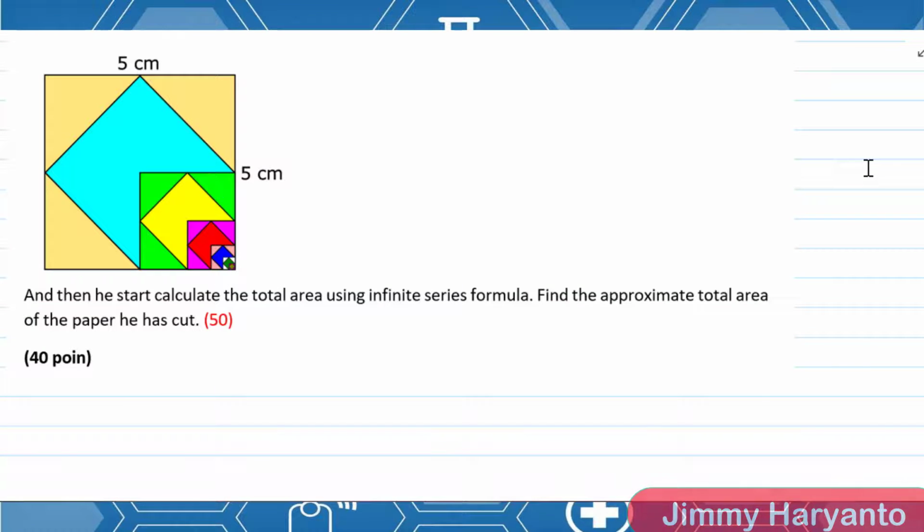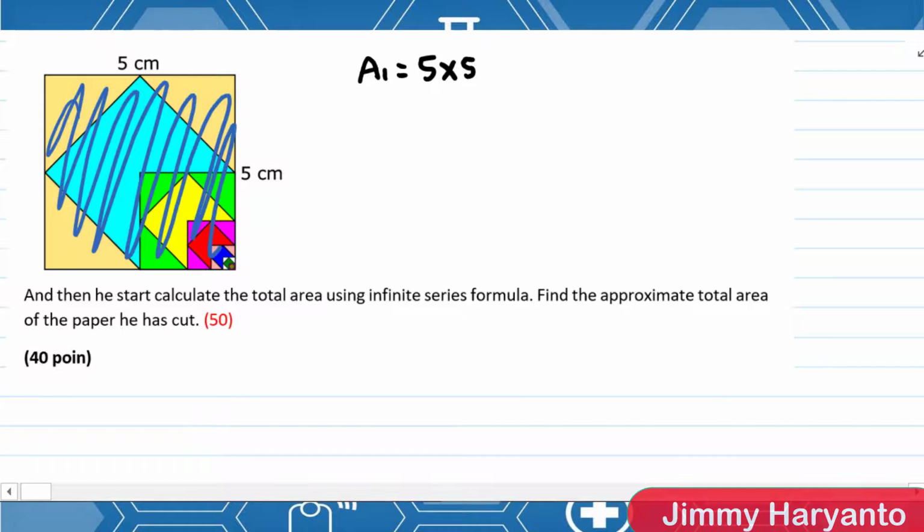And for number 3, I believe that you only have to see this picture, because this picture tells everything. So you have to find the area, right? The area of the first is 5 times 5, area of a square. So it will be 5 times 5.